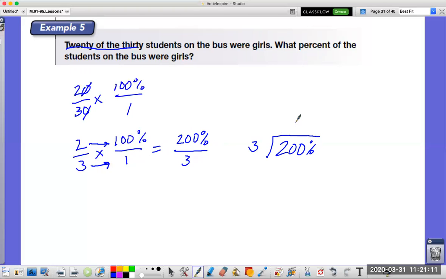And then that 3 will go into 20 six times. That'll be 18. Subtract that from 20. Bring this down. This would be 20 again. That'll be 6 times. That'll be 18. Subtract that. 2 is left over. I'm done with my numbers. I'm going to use this as my numerator, this is my denominator, and then I throw a percent sign on there. So 20 of the 30 students on the bus were girls. What percent of the students on the bus were girls? 66 and 2/3% were girls.